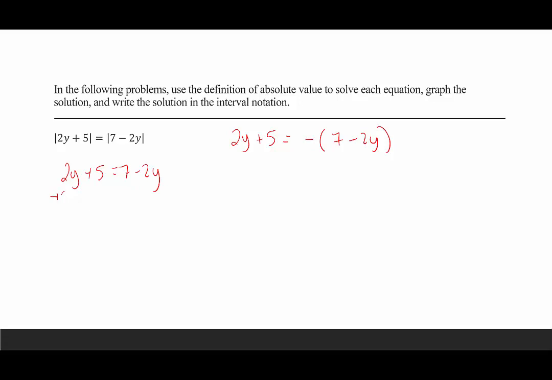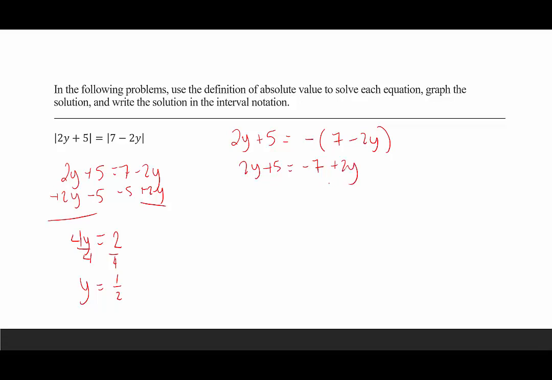First I'm going to add 2y to both sides and subtract 5. That gives me 4y is equal to 7 minus 5, which is 2. Divide both sides by 4, and we end up with y equals 2 over 4, or y equals a half. Or what happened over here, we need to distribute that negative sign. So we get negative 7 plus 2y.